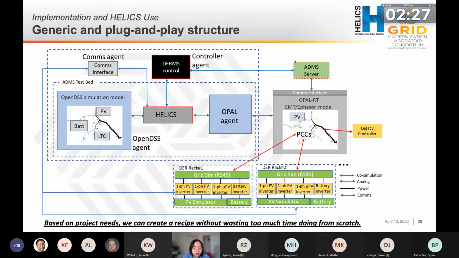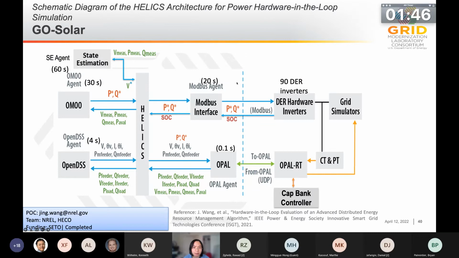We also have DERMS control as a controller agent, and then a COMS agent to allow the DERMS agent to dispatch inverters using standard industry protocols like Modbus TCP/IP, DNP3, and also the SSH protocol. Since we have this generic and plug-and-play structure, for the following projects, based on the project needs, we will create a recipe without wasting too much time doing it from scratch. So this is a great advantage of using Helix for many different projects. And the next slide will show you one example of using this generic structure.